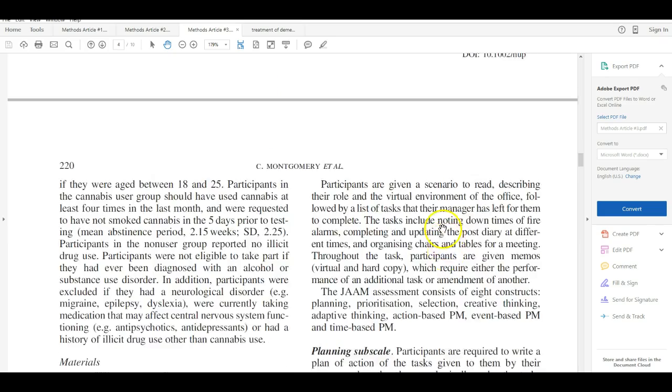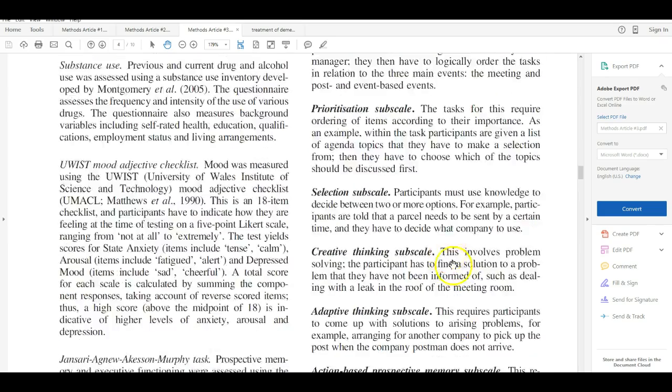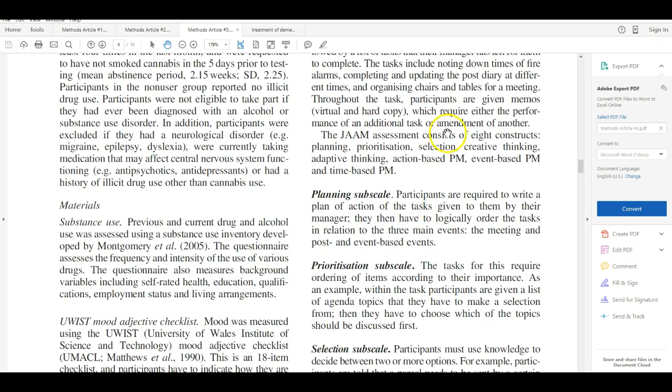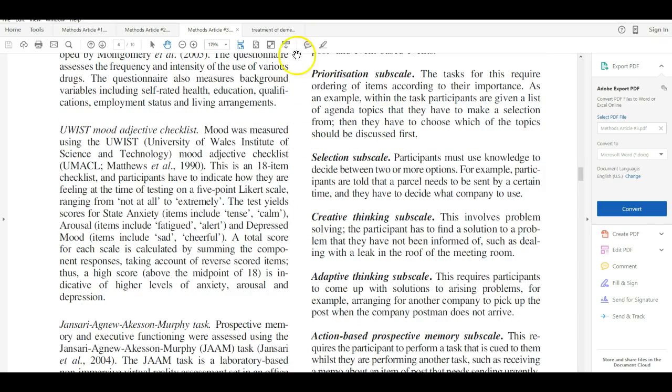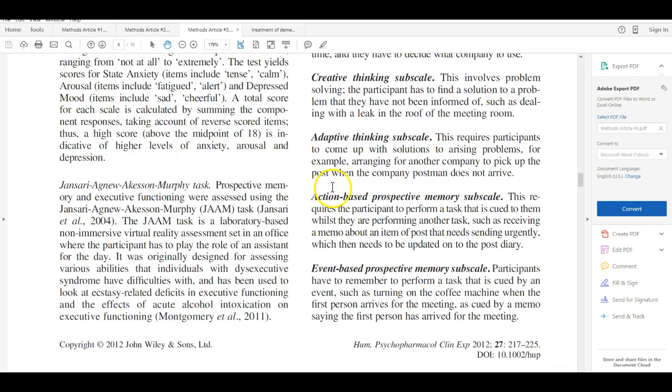You can also see in the results section, and even in here, that the JAAM assessment consists of 8 constructs: planning, prioritization, selection, creative thinking, adaptive thinking, action-based PM, event-based PM, and time-based PM. So this is the primary measure of memory used in this study, and it's quite important that you include that in your discussion of the methods.